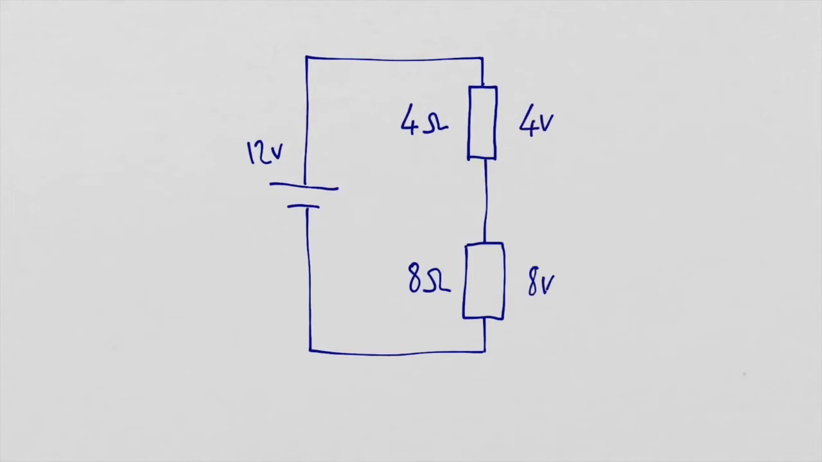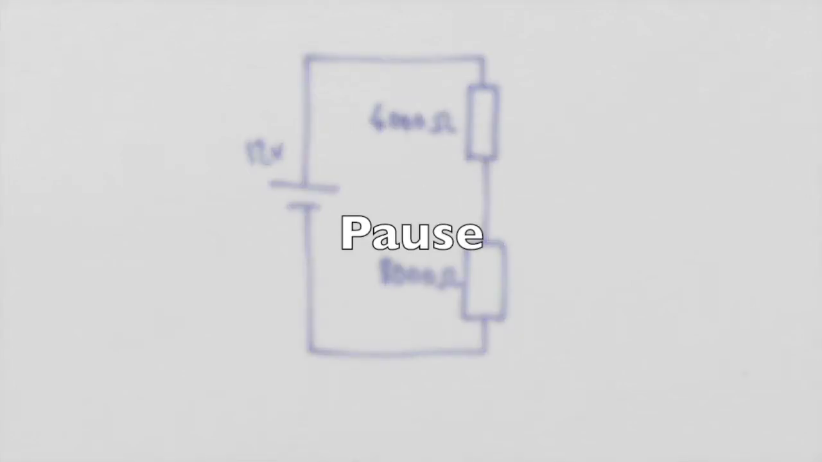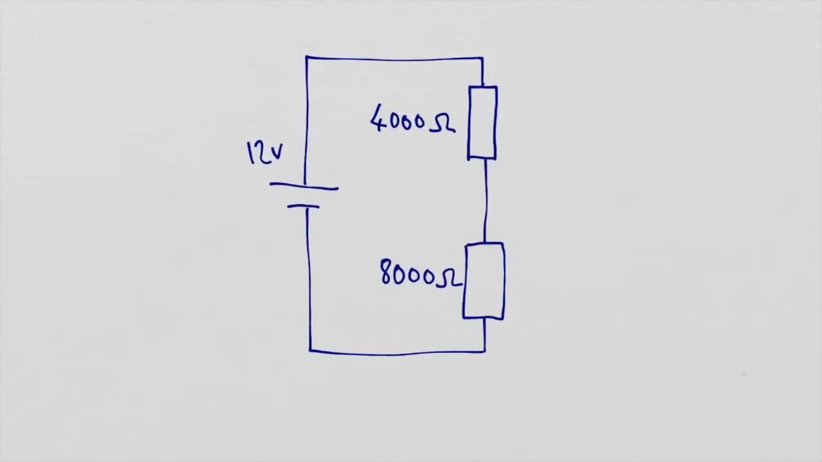Four volts and 8 volts are what we get out, so always adding up to 12 volts. Let's make it a little bit harder. So what about 4,000 ohms and 8,000 ohms? Pause it, have a think. The answer is still 4 volts and 8 volts.